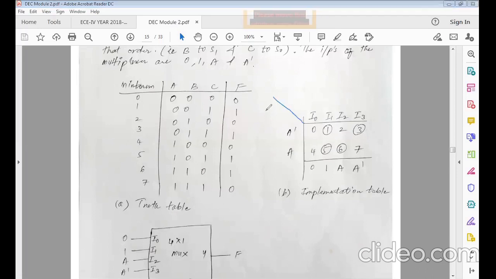So consider this as A, and this one as B and C. So you will have to use for I naught, B and C will be what? 0. Right. So it is like 0, 0, 0, 1, 1, 0, and then 1, 1. So here I will be using for A bar it is 0 and for A it is 1.